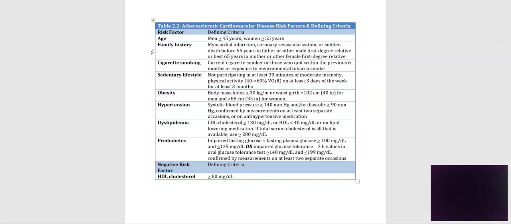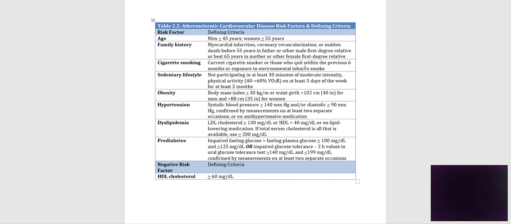The next risk factor is cigarette smoking, and this one's very specific. If they are currently smoking, then that is a risk factor, and it's as simple as that. If they're a current cigarette smoker, then yes, that's a risk factor, as are those who have quit within the previous 6 months, or who have constant exposure to environmental tobacco smoke. So if they quit smoking 3 months ago, that is still considered a risk factor. They may not currently be smoking, but if they have a history of it and haven't quit for at least 6 months, then that's considered a risk factor.